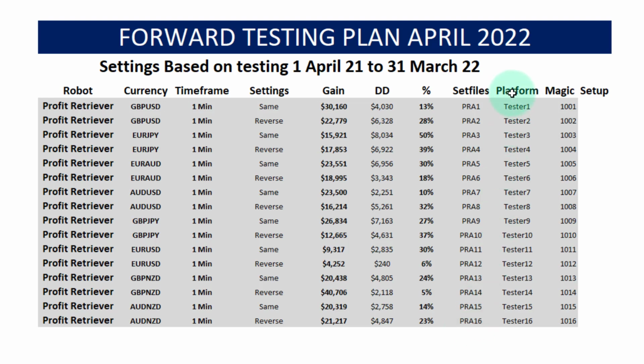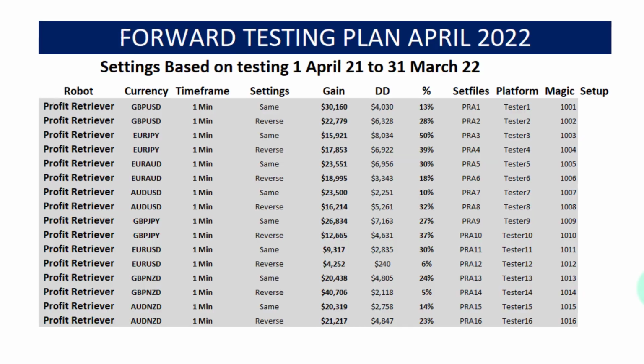And I'm going to be testing them on single platforms. In other words, I'm not going to use one account and try and test all of them in the one account. I'm actually going to create 16 different platforms, and I'm going to show you how to do that. And in order to manage these strategies, each one has to have a separate magic number, and there is the magic number that I'm going to allocate to all of the strategies.